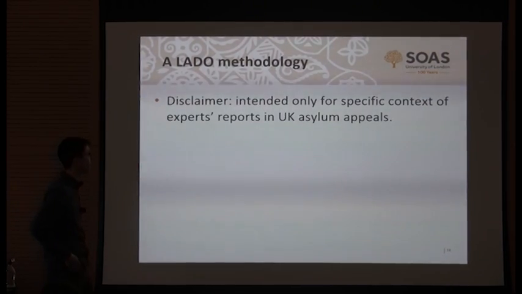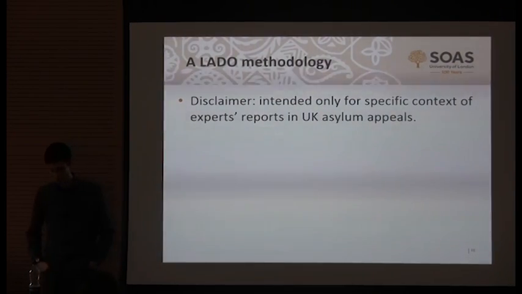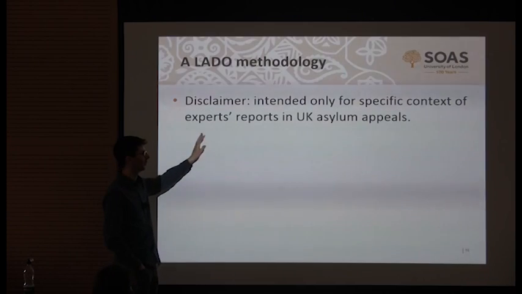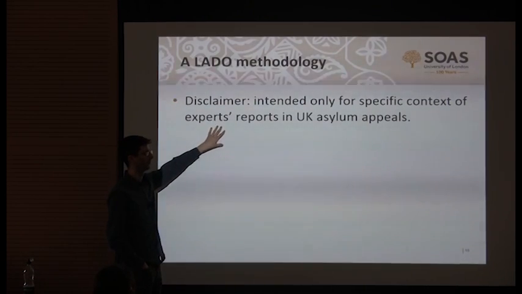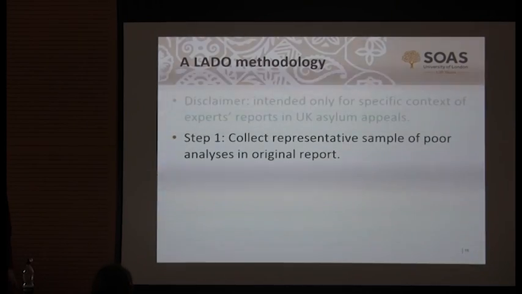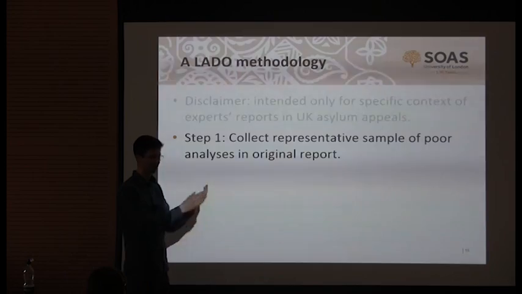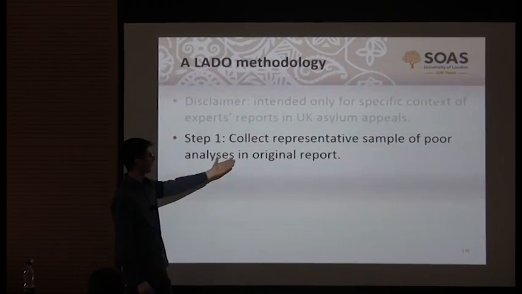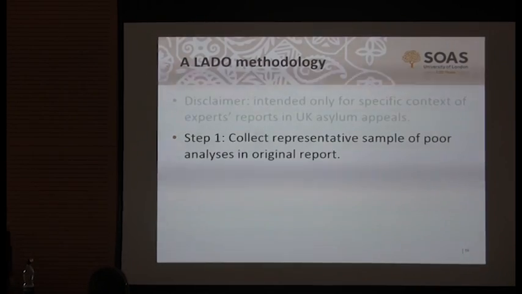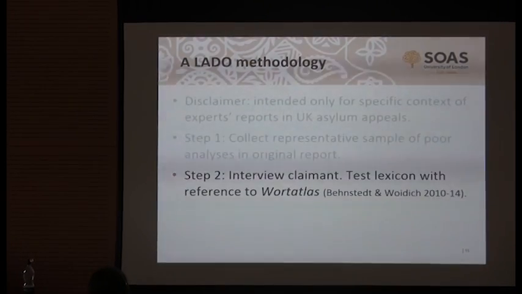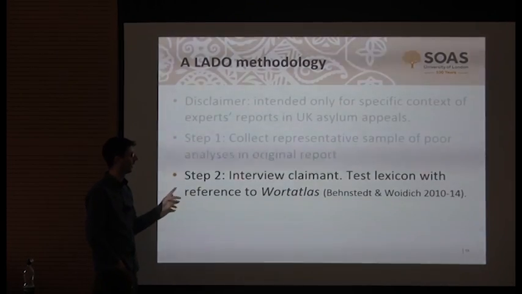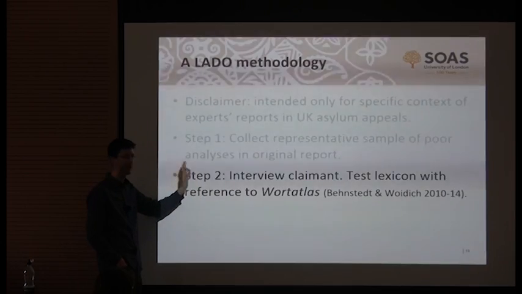First of all, I'm not saying that if you were starting from scratch, this is how you should test someone's dialect. I'm saying this seems to me to work in the context of how the whole asylum appeals system works in the UK. All right? So this is what I do. First of all, if I decide to take it on, it's because the initial report looks bad to me. So the first thing I do is collect a representative sample of poor analyses in the original report. And by the way, I always listen to the recording that the report is based on. Then I interview the claimant over Skype. And what I do is, I don't redo the whole test, I just test their lexicon.